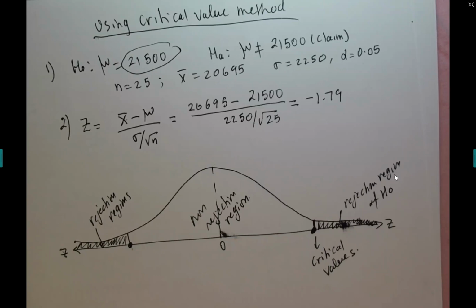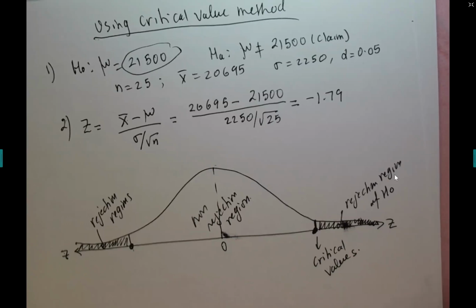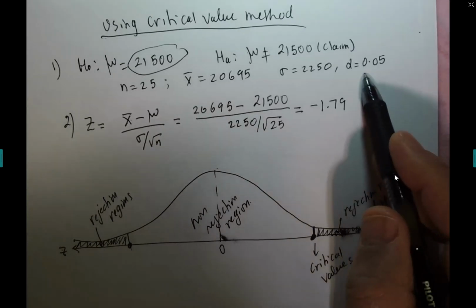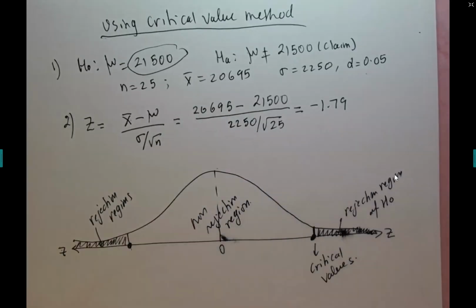And actually, I asked you to try to memorize those values. For 95%, it's 1.96. For 90%, it's 1.645. And for 99%, it's 2.575. And guys, when you have a two-tail test and you have a 5% level of significance, the critical value is exactly the same as the 95% confidence interval. So it will be 1.96.